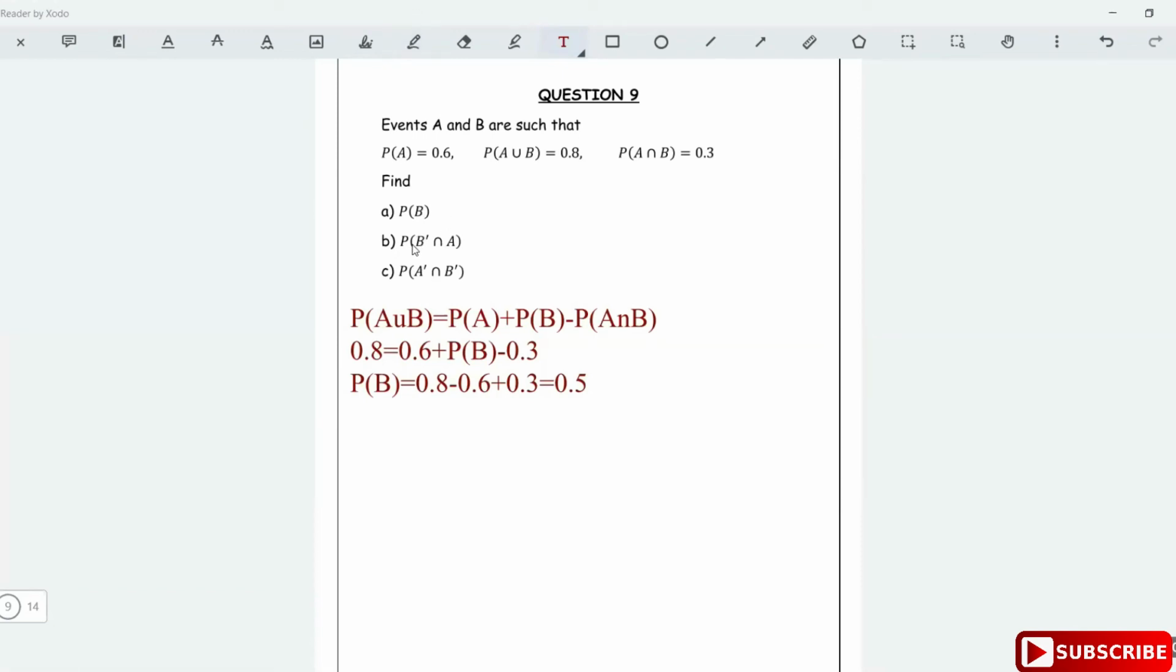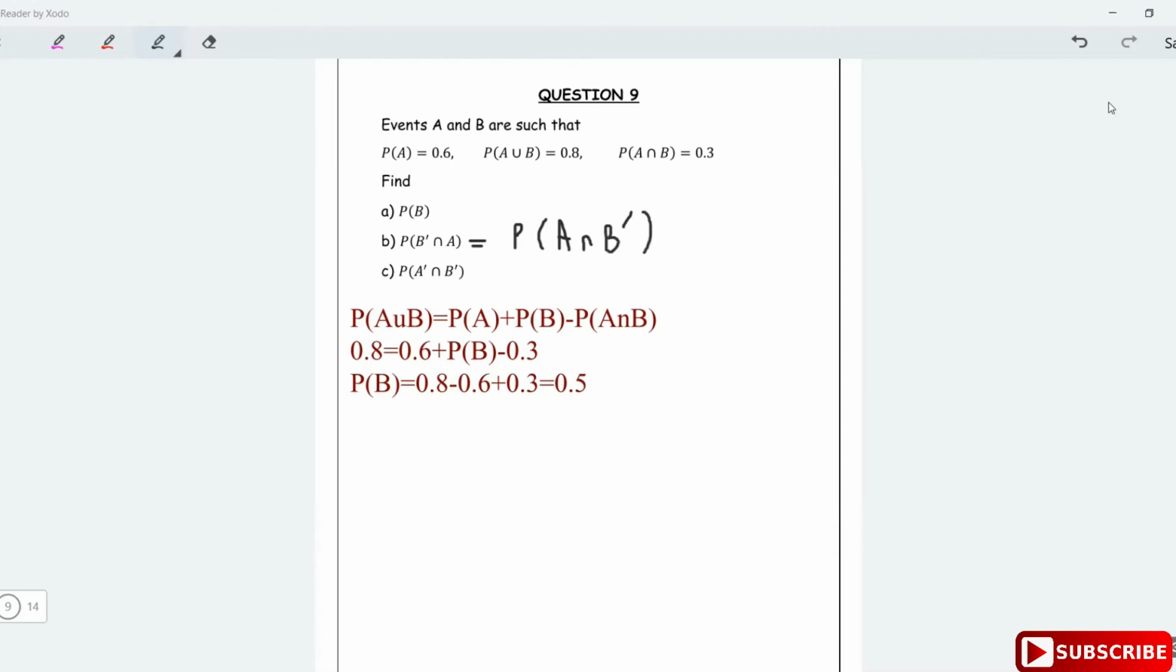The next one wants the probability of B complement intersect A. Now to find that, I'm going to rewrite it another way. I don't like to see it like this. I like to see it as the probability of A intersect B complement. You might say it's the same thing. Yes, but I prefer to write it this way so I can stick to my one formula that I know.